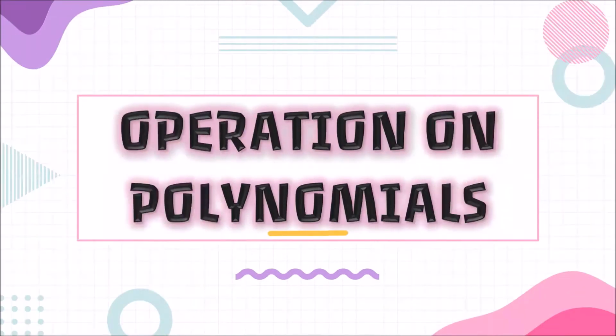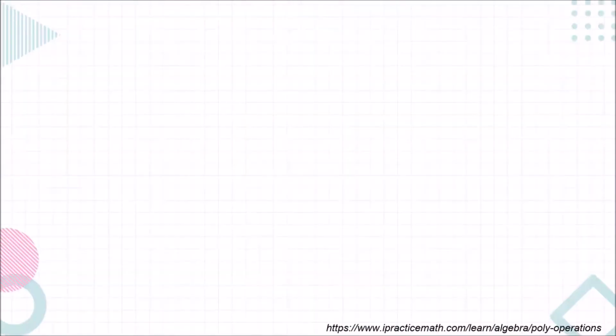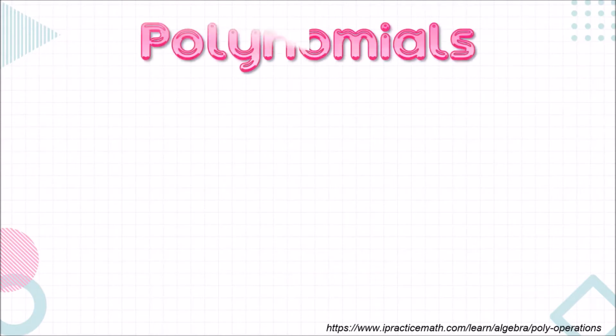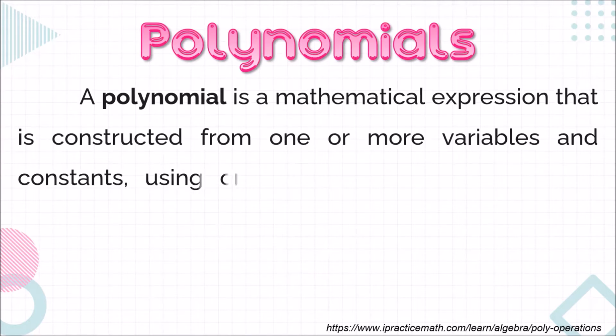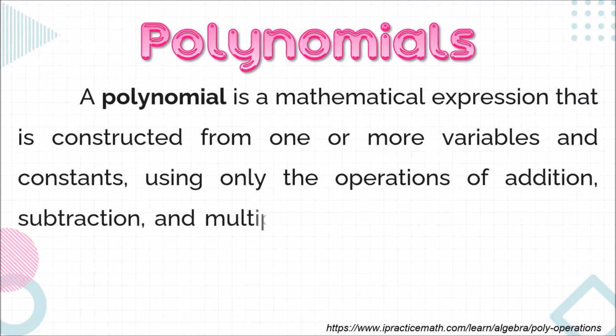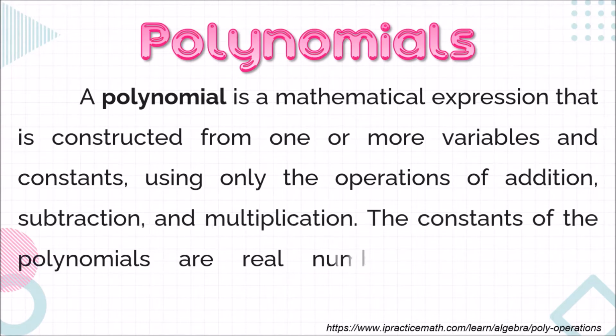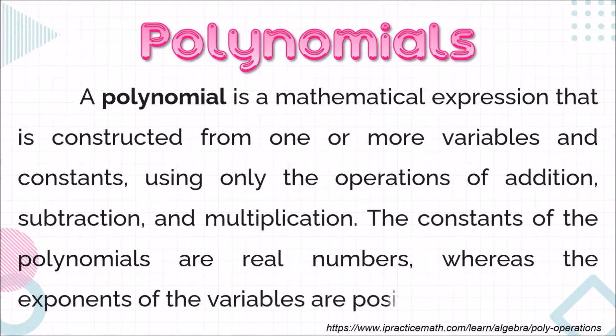Operation on polynomials. So, class, before we start, let us define what is a polynomial. A polynomial is a mathematical expression that is constructed from one or more variables and constants using only the operations of addition, subtraction, and multiplication. The constants of the polynomials are real numbers, whereas the exponent of the variables are positive integers.